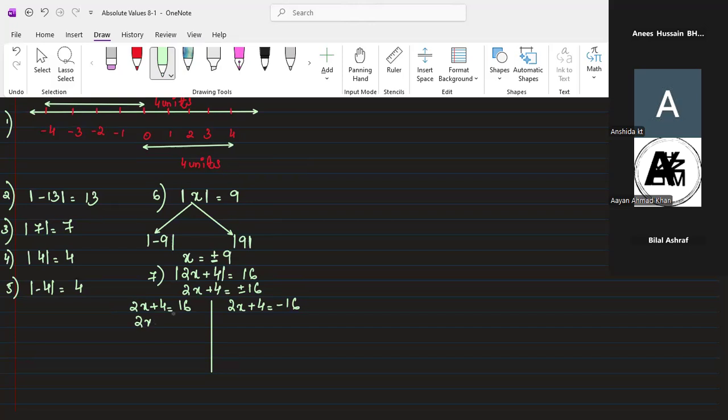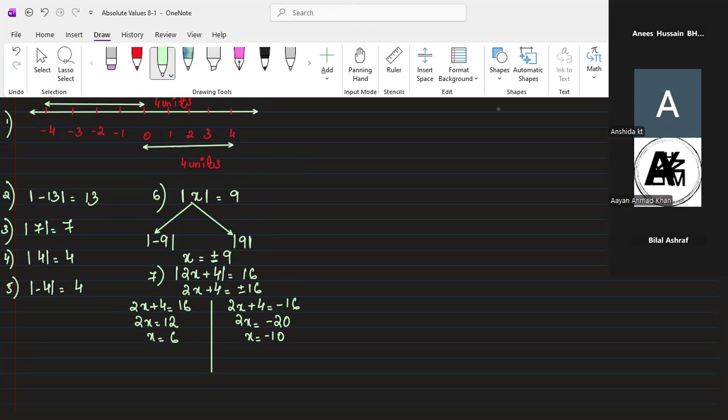Now, if it is positive 16, shifting 4 to the right hand side gives you 12, and x equals 6. And again, shifting this 4 to the right hand side gives minus 20. So now x equals minus 10. So these are the two possible values of x. The x could be either a negative 10 or a positive 6.